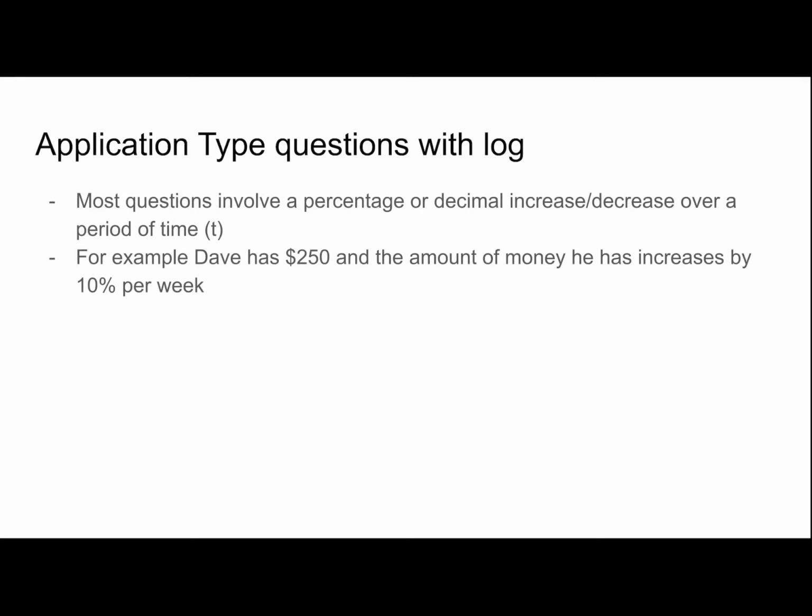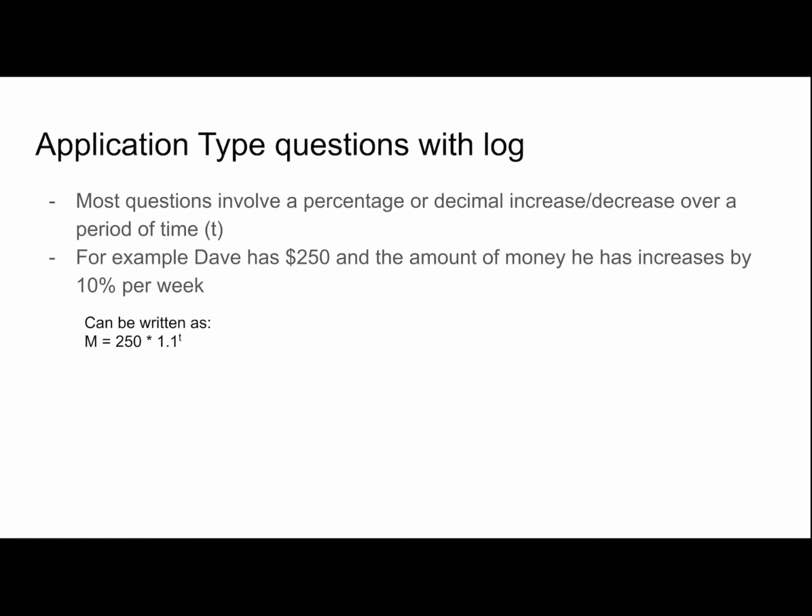For example, I have an example here. Dave has $250 and the amount of money he has increases by 10% each week. So we can rewrite the equation. I wrote m as money, so money equals the original amount of money, which originally Dave had $250, multiplied by 1.1 to the power of t.